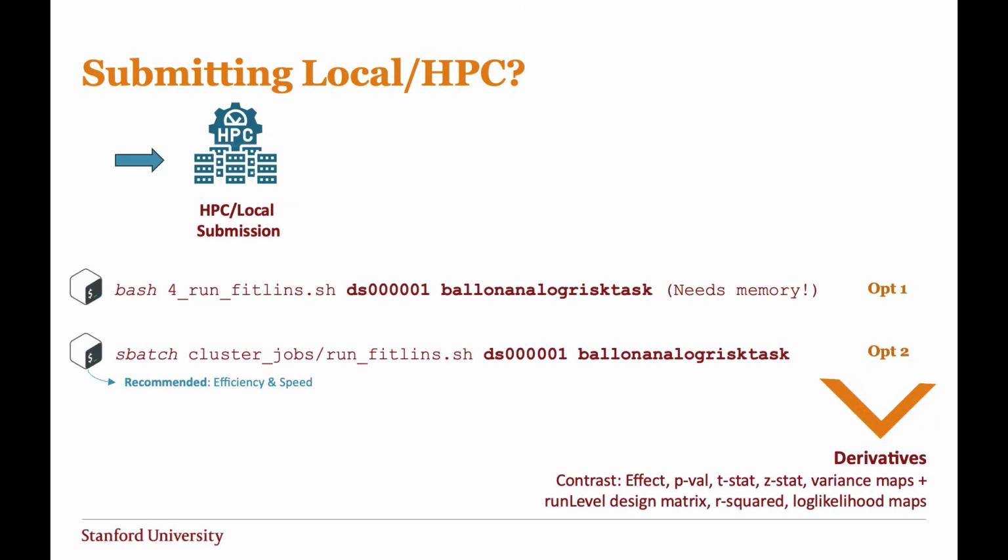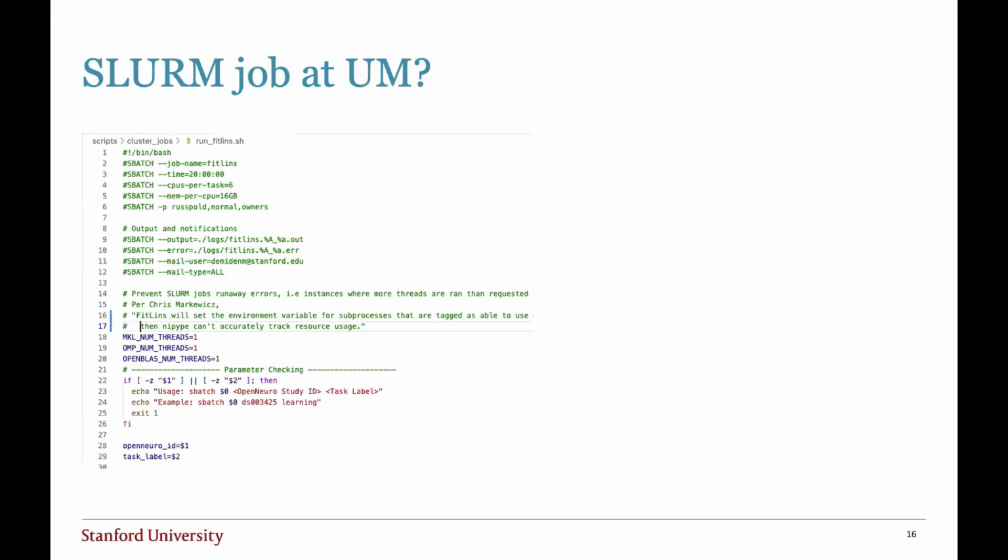And when this finishes running, it generates a bunch of derivatives in your output folder, which gives you the effects, the p-values, the t-sets, z-sets, variance maps, the run-level design matrices, r squared, so how much variance in the voxels your model is explaining, and some log likelihood maps. And it's consistent for each subject and each run as long as they don't fail and they're included.